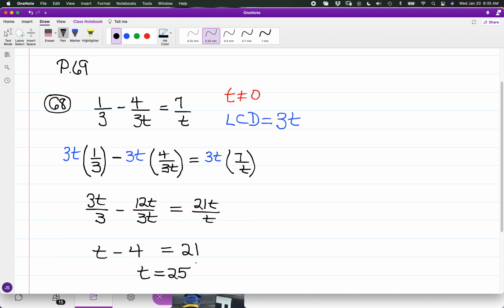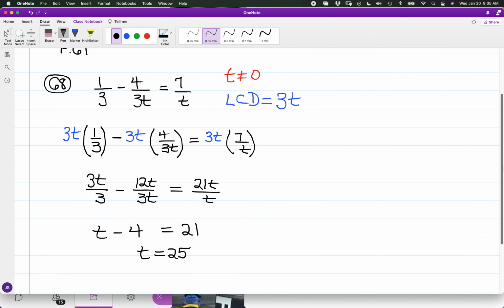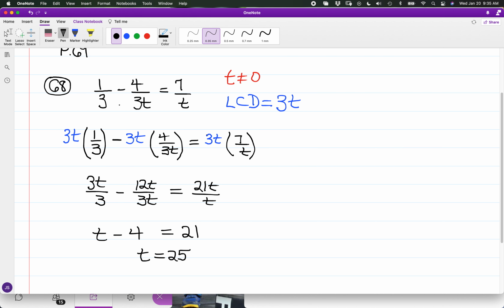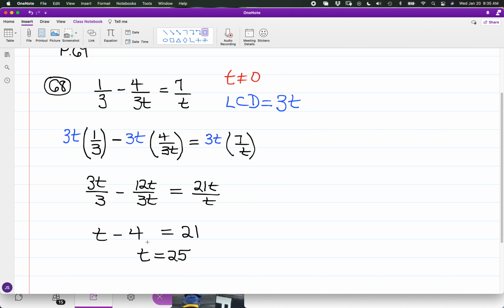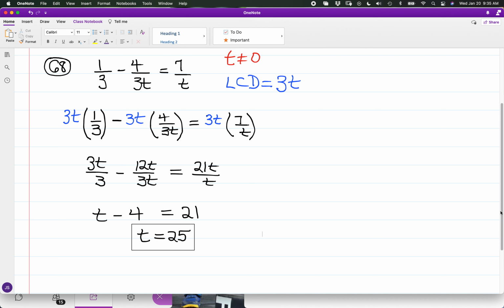The restriction that we have for t is that it cannot be equal to 0, and 25 satisfies that restriction. So there's one solution in t, and that is going to be 25. So this is a case of a conditional, where this equation is true on the condition that t is equal to 25.